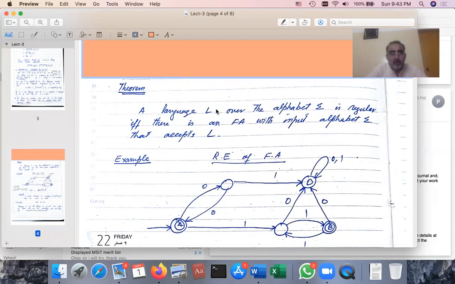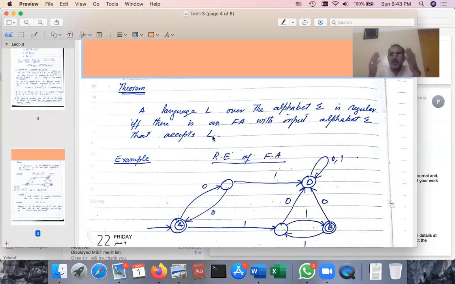So now we have a theorem that a language L over the alphabet sigma is a regular language if and only if there is an FA with the same input alphabet sigma that accepts L. So the theorem is saying that if there is a language L over an alphabet set sigma, we can call that language L regular if and only if there is an FA that accepts all the strings of L from that alphabet set.